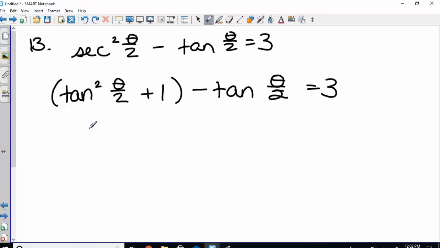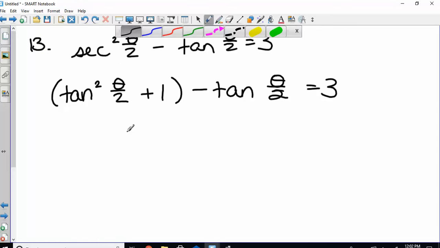And when's the time when we do put the square in the problem? If this had just been a secant, then we need it to be a secant squared so we can use the identity, so we would have squared each side. Add over your tangent and then square.